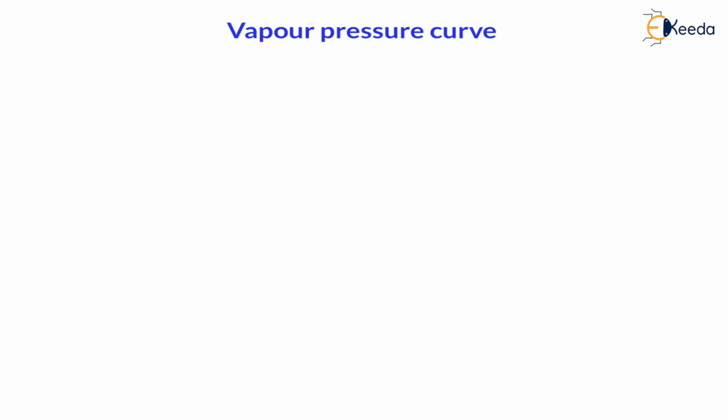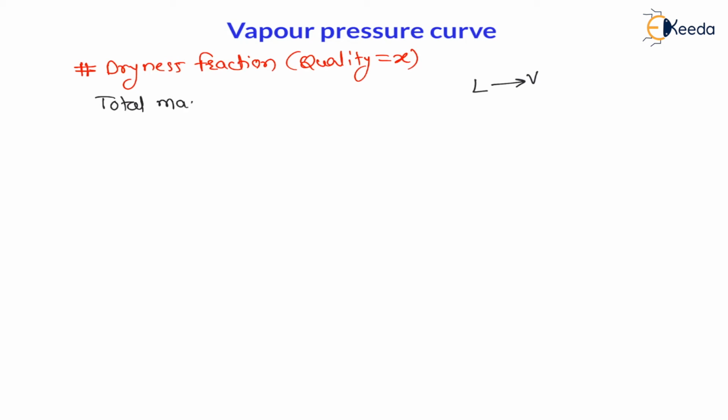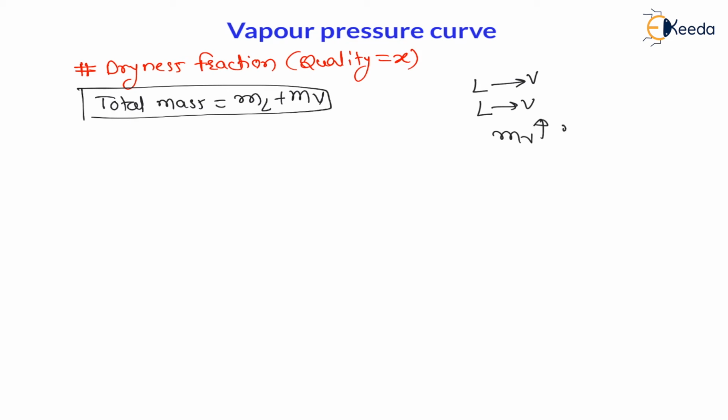Now, my dear students, when liquid is converting into vapor, there is a concept of dryness fraction. This dryness fraction is also called quality, and it is represented by x. Whenever liquid is converting into vapor, the total mass is the mass of liquid plus the mass of vapor. The mass of vapor is increasing, hence the mass of liquid is decreasing, but the total mass remains constant.